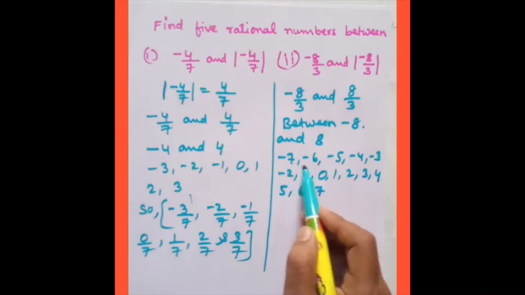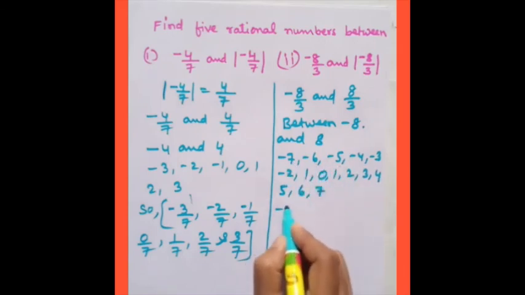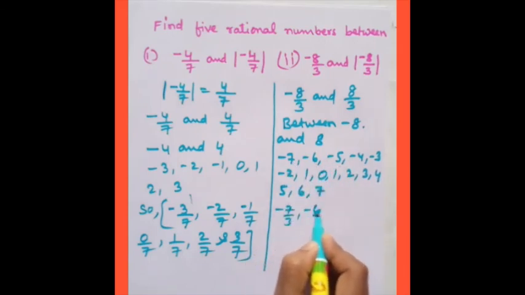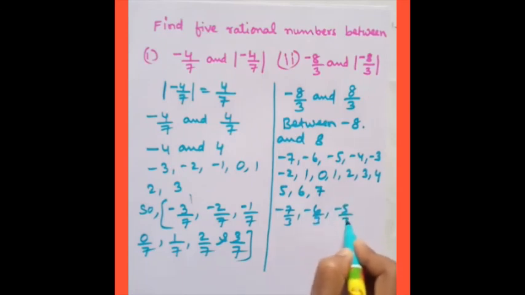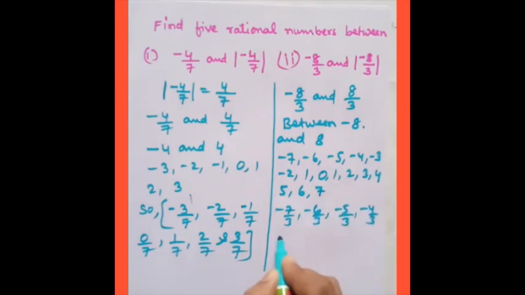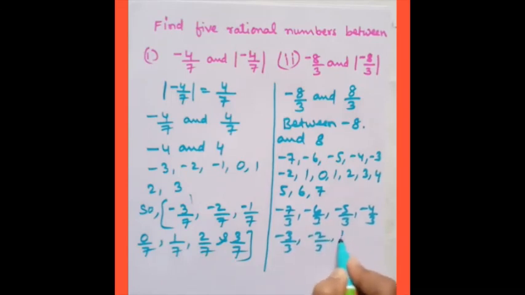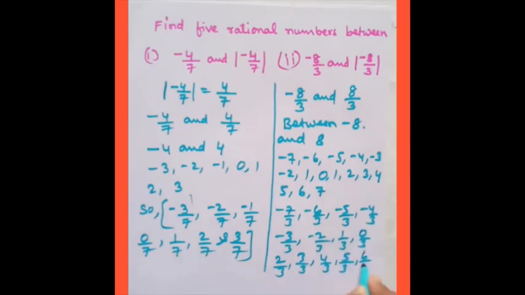It can be minus 7 by 3, minus 6 by 3, minus 5 by 3, minus 4 by 3, minus 3 by 3, minus 2 by 3, minus 1 by 3, 0 by 3, then 1 by 3, 2 by 3, 3 by 3, 4 by 3, 5 by 3, 6 by 3 or 7 by 3. You can take any 5 out of these numbers.